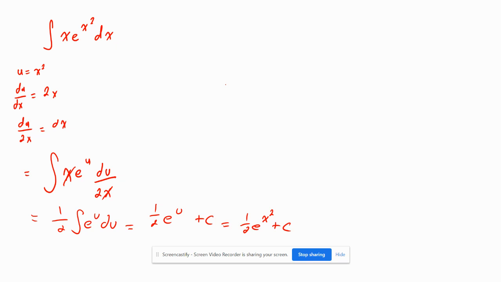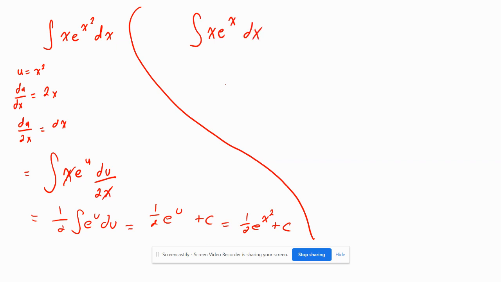Now, if I try to do the same thing, I'm just going to make a different question here. So this is kind of example number 1. Now, example number 2, and we're going to see that this is not going to work here. This is almost the same question but instead of having an x squared, I just have e to the x like this.